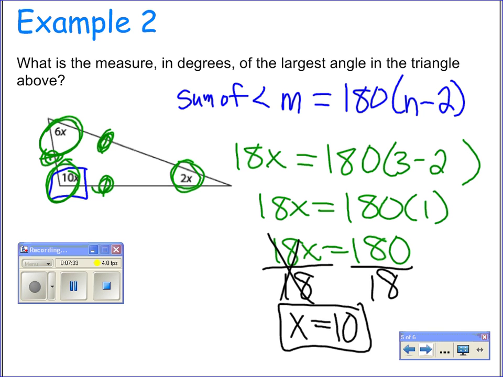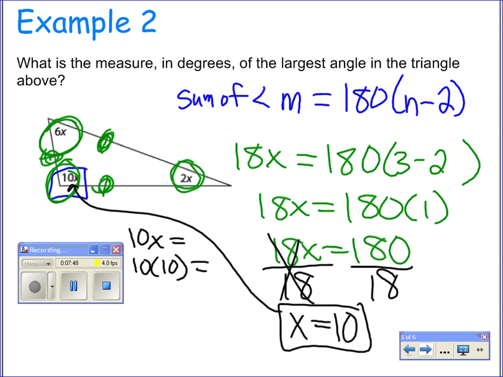Now, that's not our answer. We want to take this x value. We're going to substitute it in for the largest angle in the triangle, which is 10x. So we are plugging 10 in for x. 10 times 10 is 100. So we end up with 100 degrees, which is the largest angle measure in the triangle for the interior angles. So the answer for this problem would be 100 degrees.